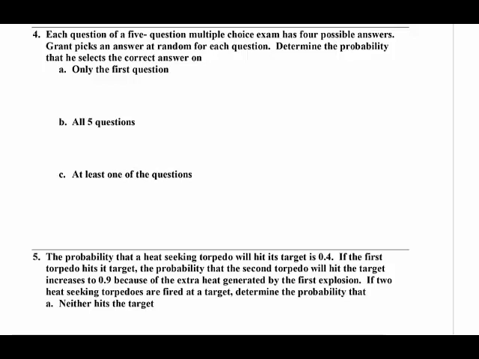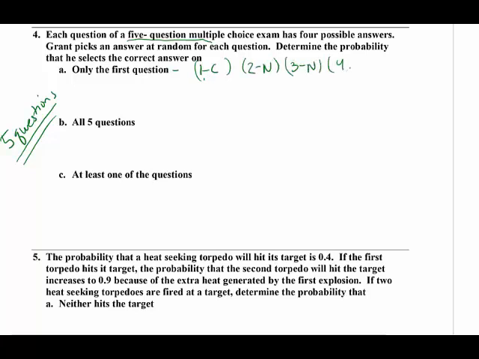Each question of a 5-question multiple choice exam has 4 possible answers. A lot of people mess up on this right off the bat. This is where you've got to be careful on these problems because it's very easy to misread them. We are answering 5 questions. On A, it says probability that we only answer correct the first question. So the first one is correct, but the second one is not correct, the third one is not correct, the fourth one is not correct, and the 5th one is not correct. So you got to be careful.